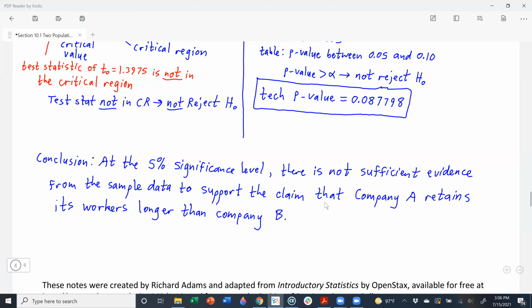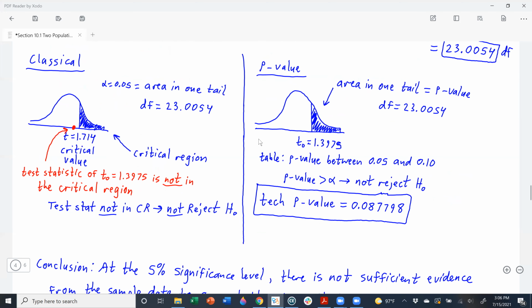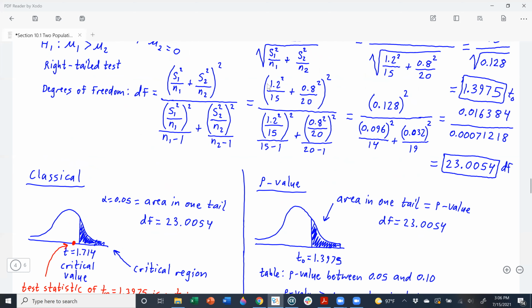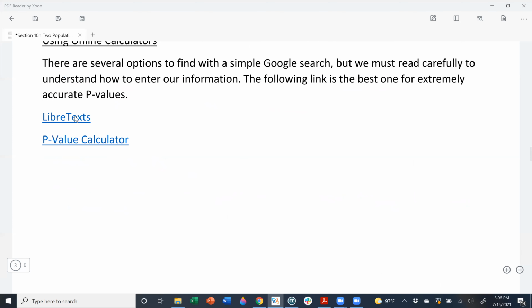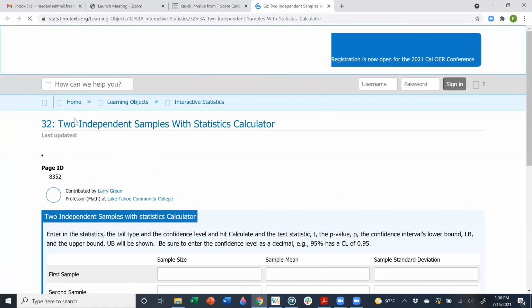So let's go ahead and use the technology version, which is something that I recommend that you try out and start moving more and more towards using technology because I certainly don't want to have to calculate that degrees of freedom by hand every time. That sucks. Okay, so let's go ahead and use the technology here. And so I've got this link. There's other places that you can get this with a Google search, but I included one that's pretty reliable right here with LibreText.